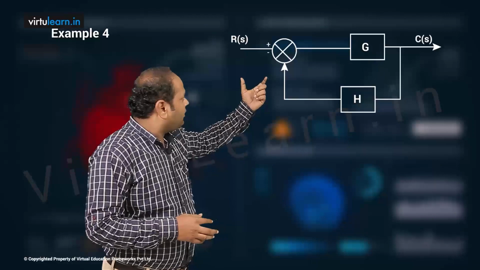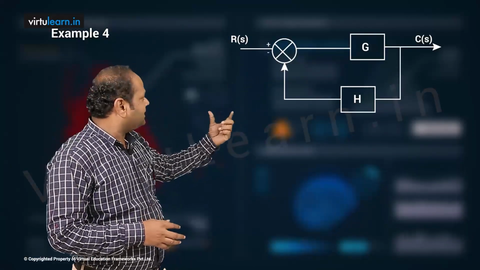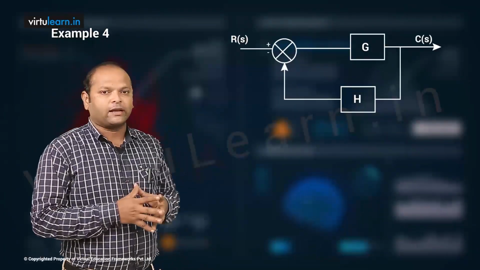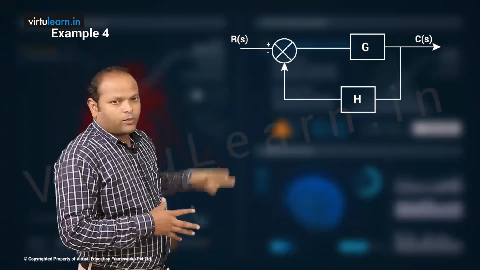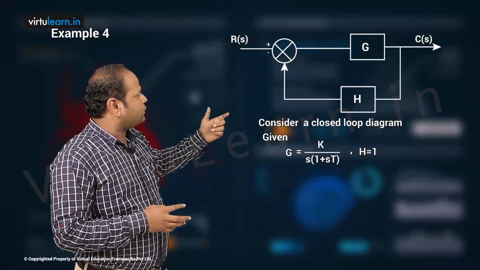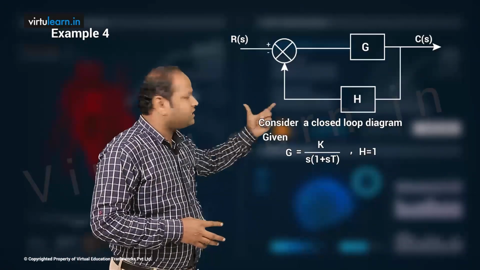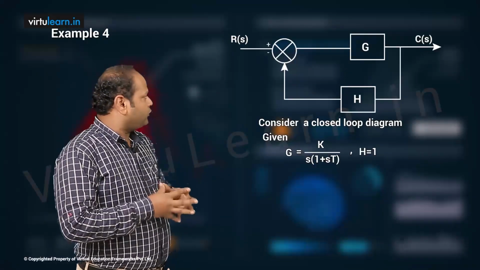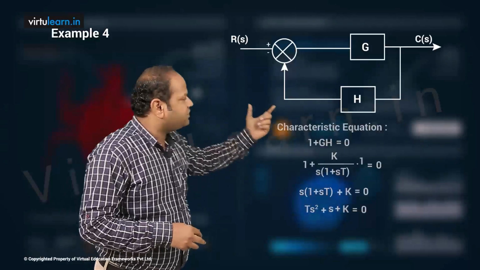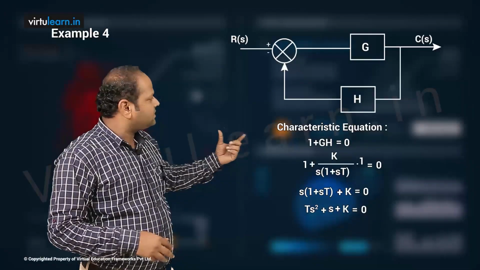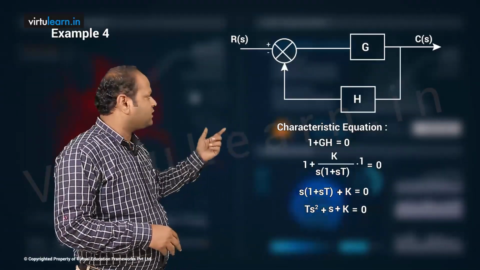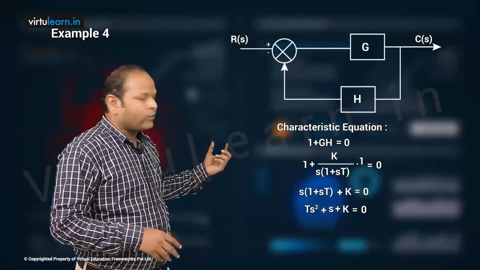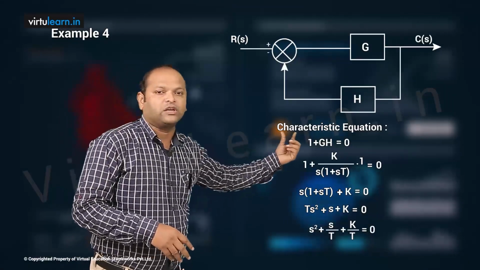Now I have G is the forward path transfer function, H is the feedback path transfer function, then input and output, and it is negative feedback. It is given that the open loop transfer function with a unity feedback, so H is equal to 1, G is given as K by s into 1 plus sT. Now I can find out the characteristic equation from this. We know the formula: characteristic equation is 1 plus GH is equal to 0. So 1 plus K by s into 1 plus sT equal to 0 results in s into (1 plus sT) plus K is equal to 0.